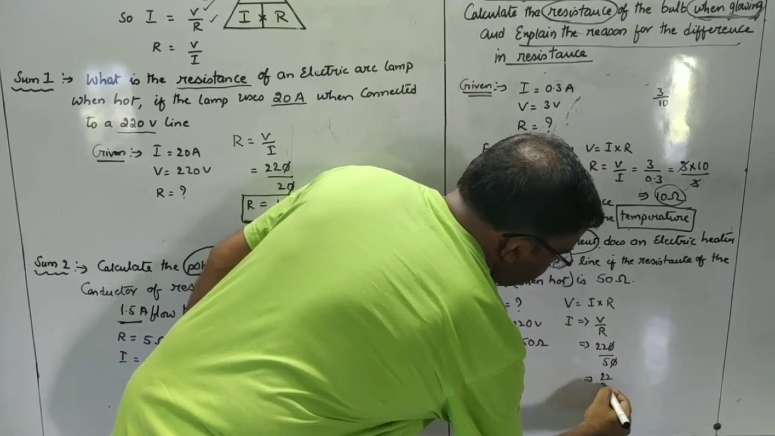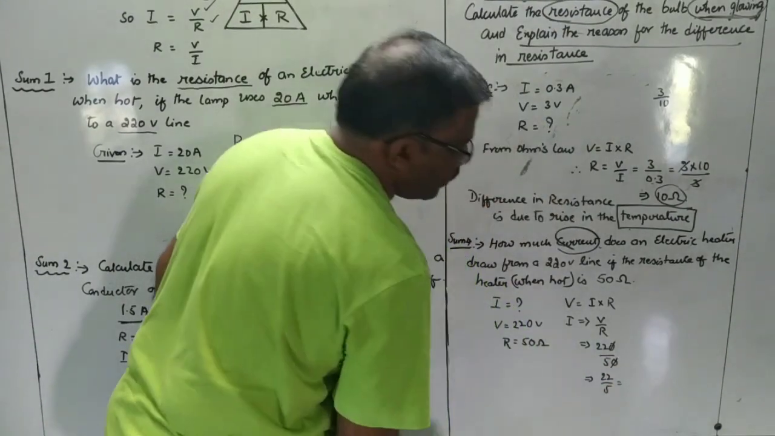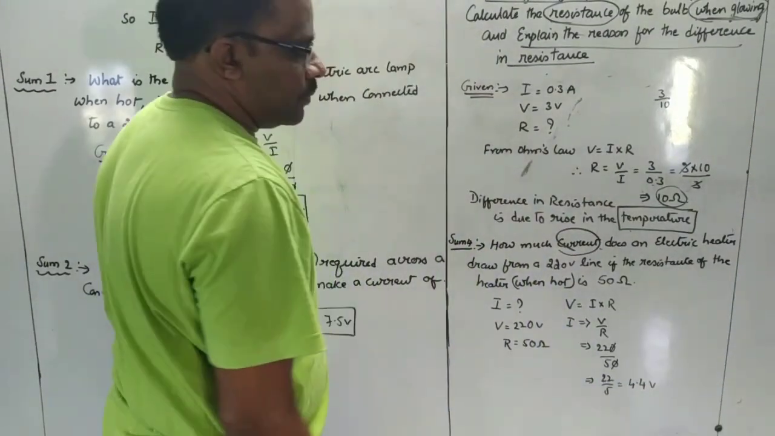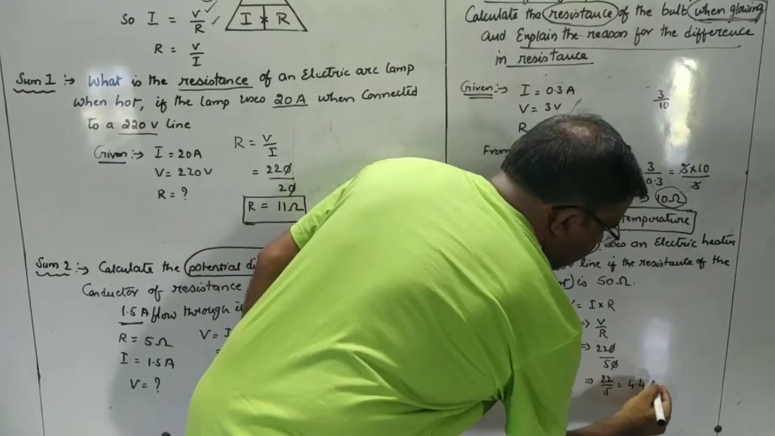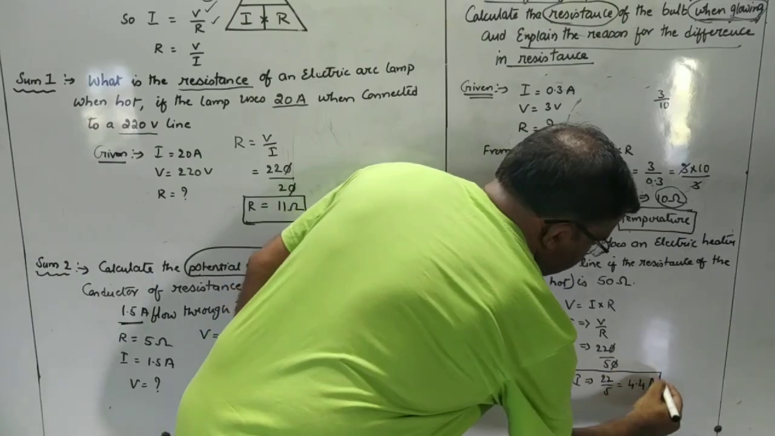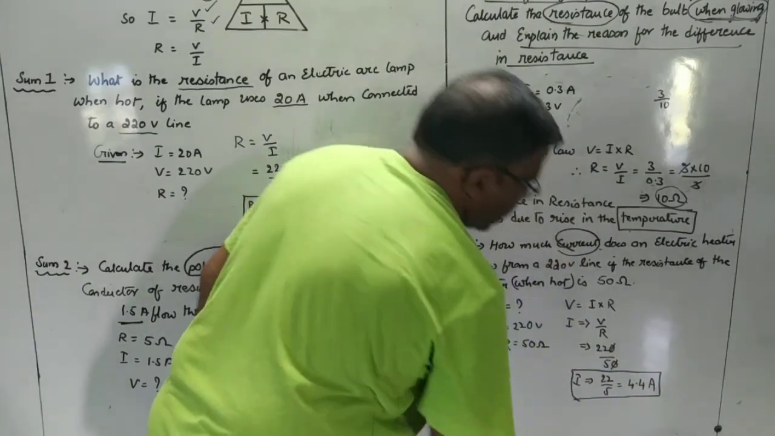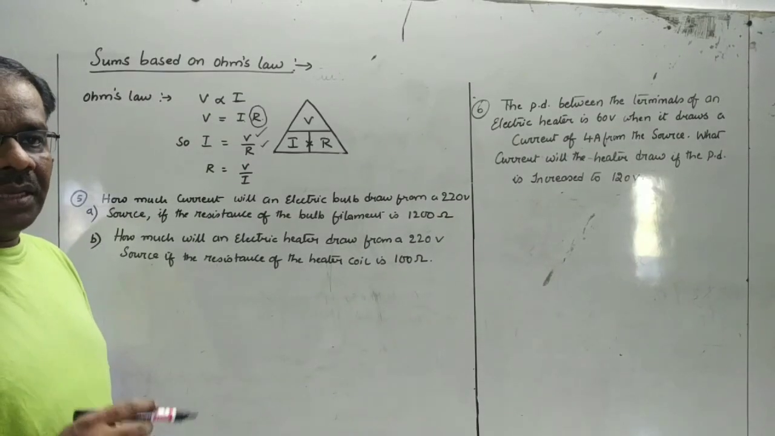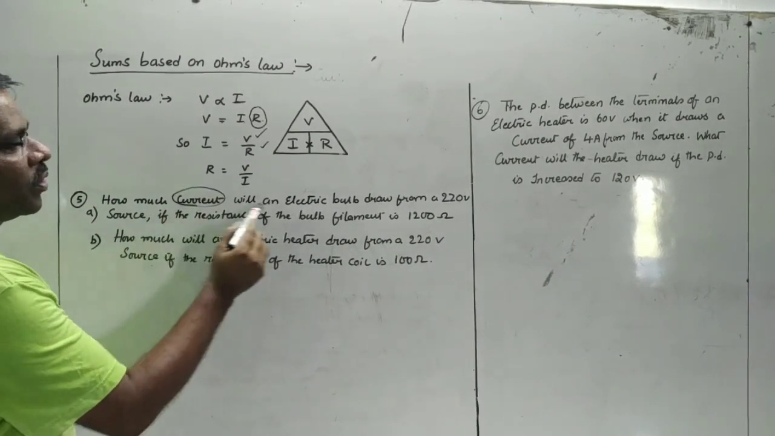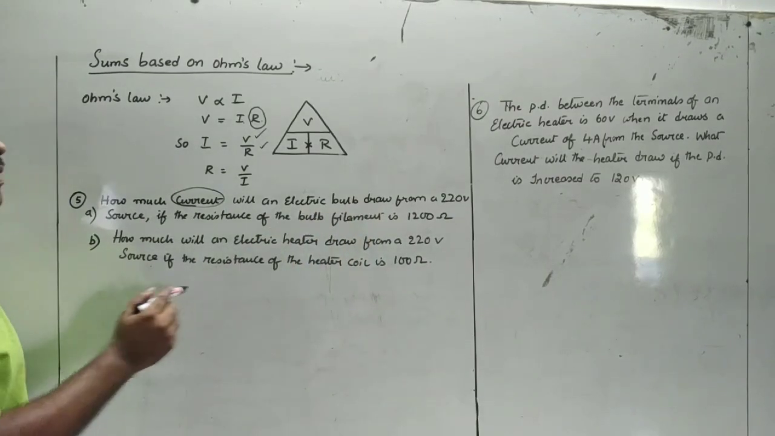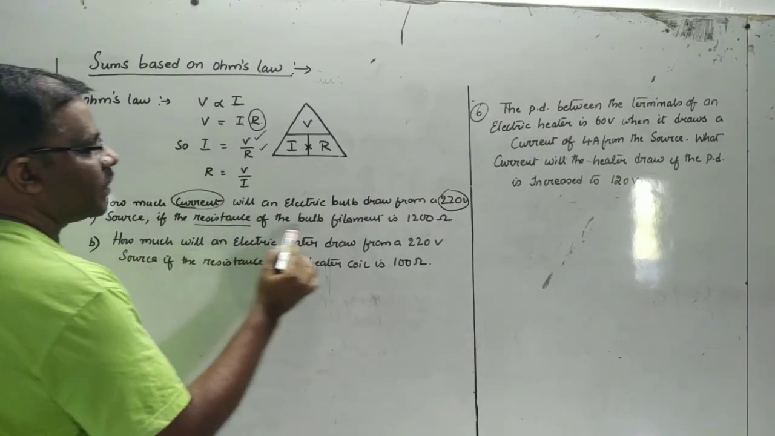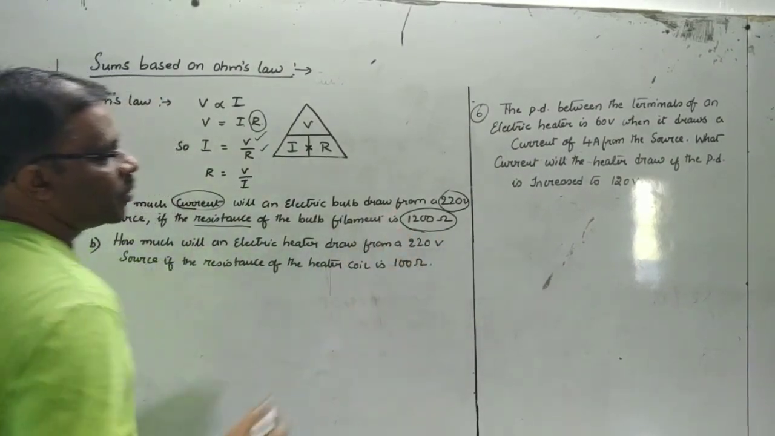So 22 divided by 5 is equal to 4.4. Not volts, it's amperes. So the current in the circuit comes out to be how much? 4.4 amperes. Okay. So next sum, we'll see how much current an electric bulb will draw from a 220 volt source if the resistance of the bulb is 1200 ohms.